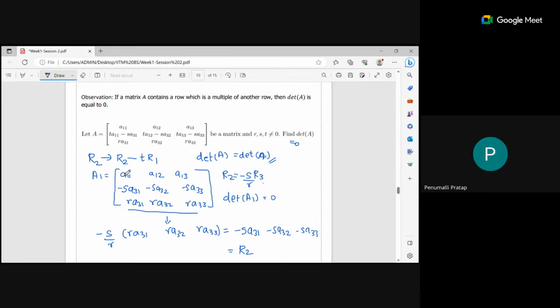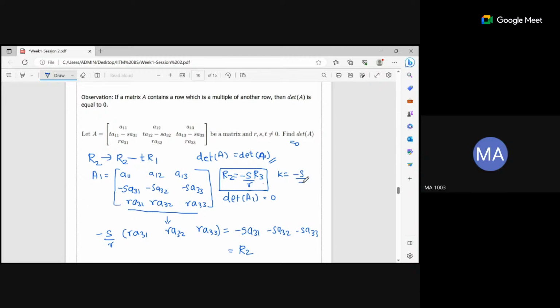So R2 and R3 are not the same, they have this relationship. If you multiply R3 with minus s by r, so here your k is minus s by r, then you see that your R2 and this multiple of R3 are same. We have made two rows equal, so that's why the determinant is 0. When two rows are multiples of each other, the determinant is 0.